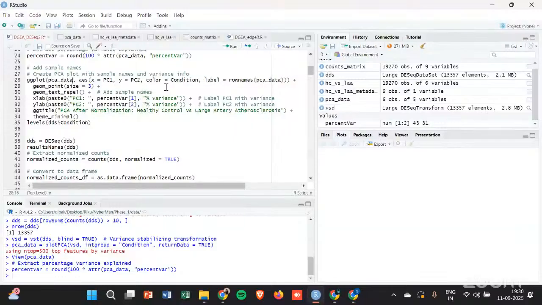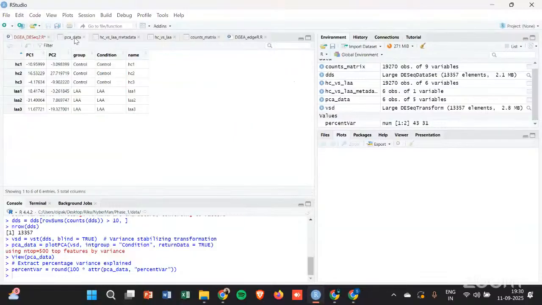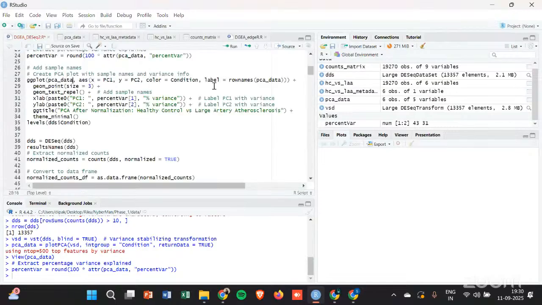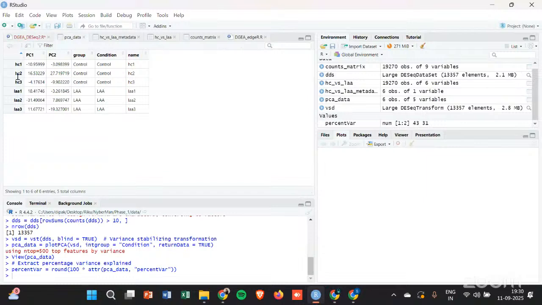Your coloring of the samples will be based on your condition. Your condition is also part of this PCA data, right? And your labeling of the samples will be based on the row names of the PCA data. So if you can see here, the row names are actually our sample names.